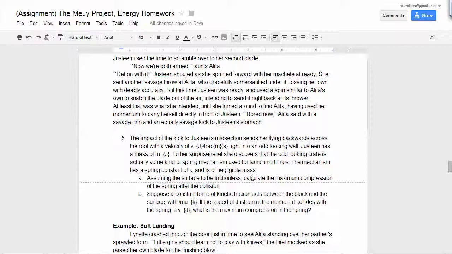Assuming that the surface is frictionless, calculate the maximum compression of the spring after the collision, and suppose that there is a constant force of kinetic friction that acts between the block and the surface with mu k. If the speed of Justine at the moment it collides with the spring is Vj, what is the maximum compression of the spring?